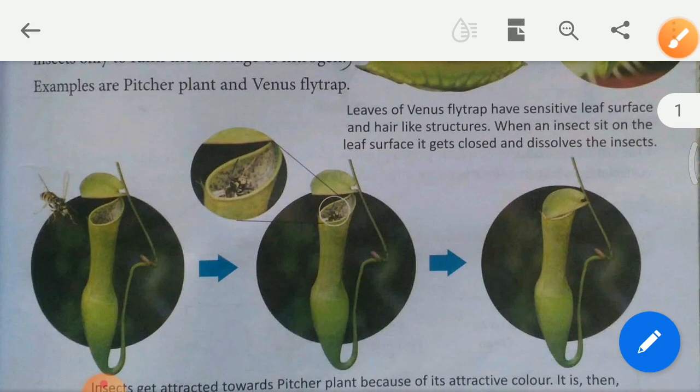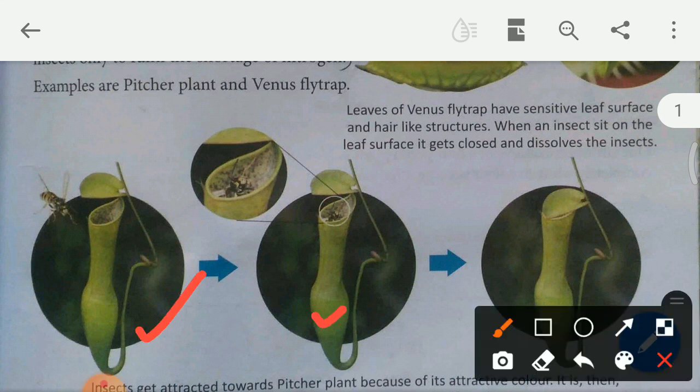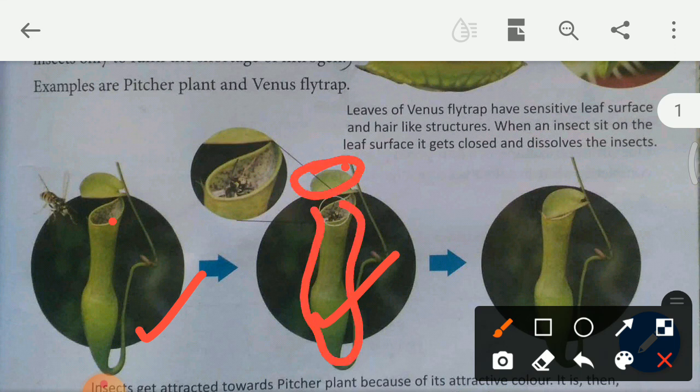The next one, this is a pitcher plant. When an insect sits on the pitcher plant, this is a lid and this is looking like a pitcher shape. So when the insect is sitting on the pitcher plant, it traps the insect and closes it.